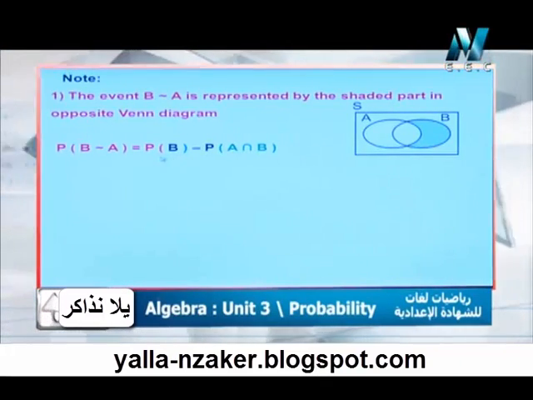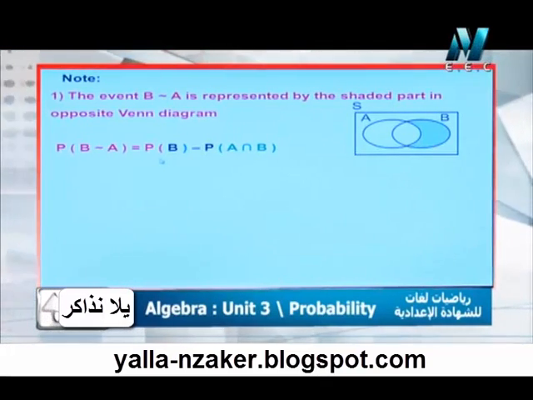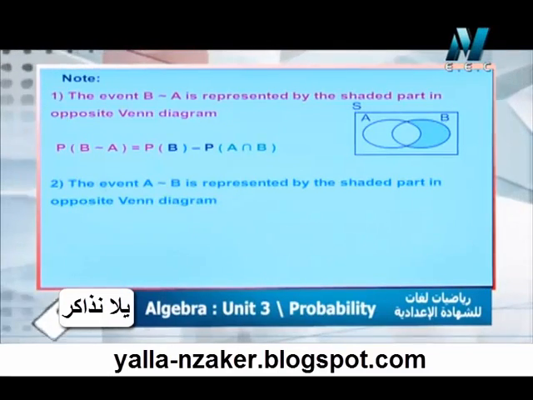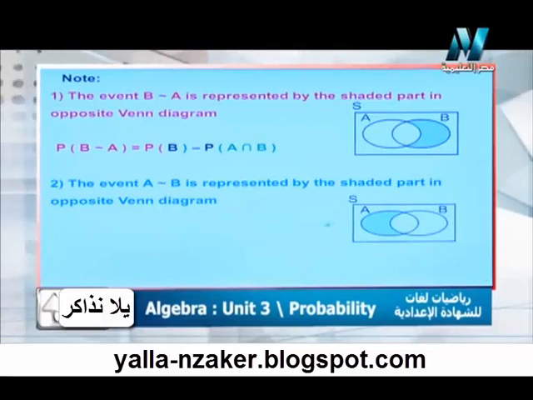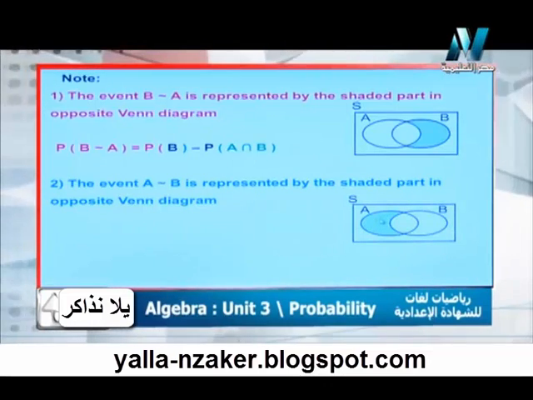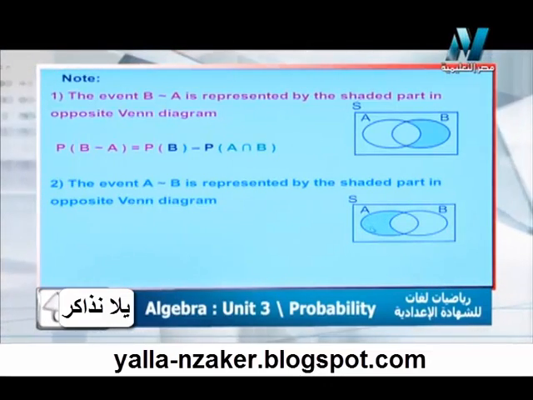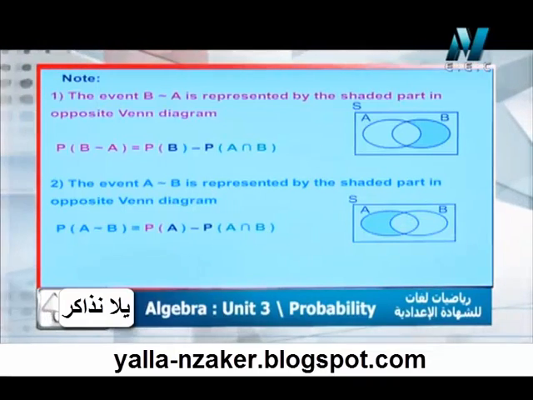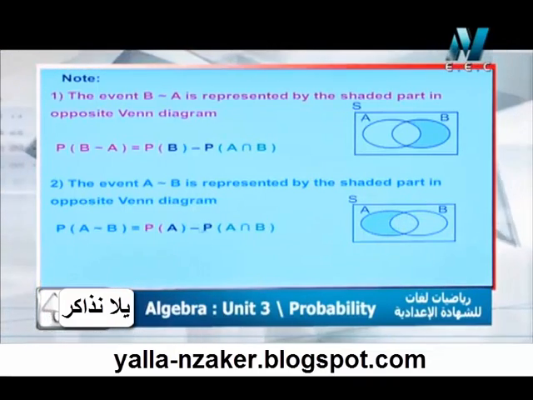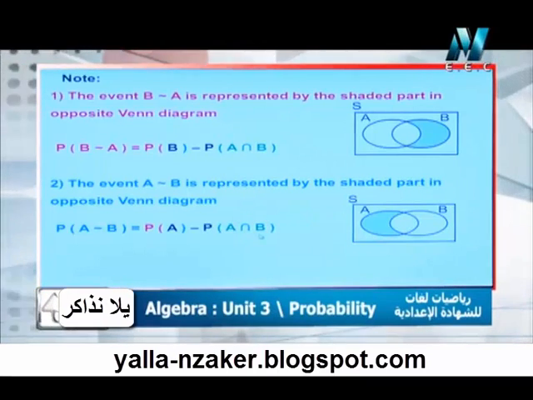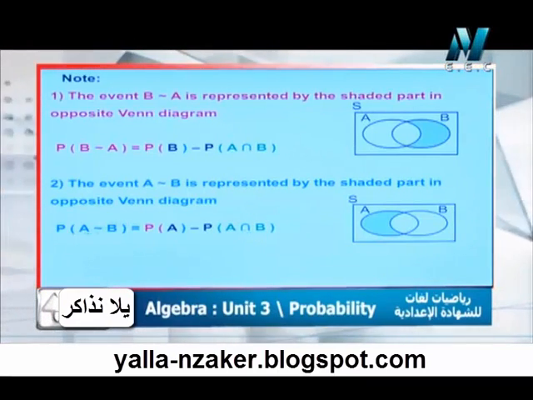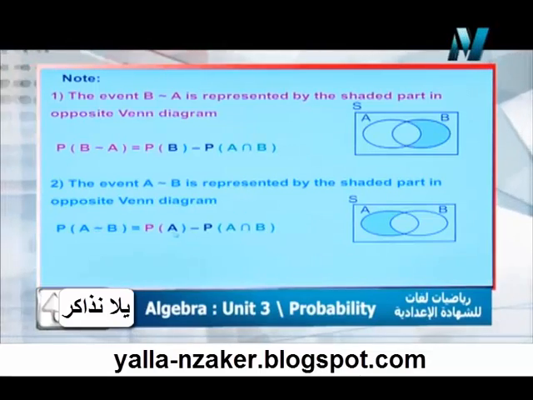We are linking the previous lesson with this lesson. Now, the event A difference B is represented by the shaded part in the opposite Venn diagram. This is A difference B. If you want the probability of A difference B, simply you have to find the probability of A minus the probability of the intersection. And if A and B are two mutually exclusive events, then the probability of A difference B is the same as the probability of A.